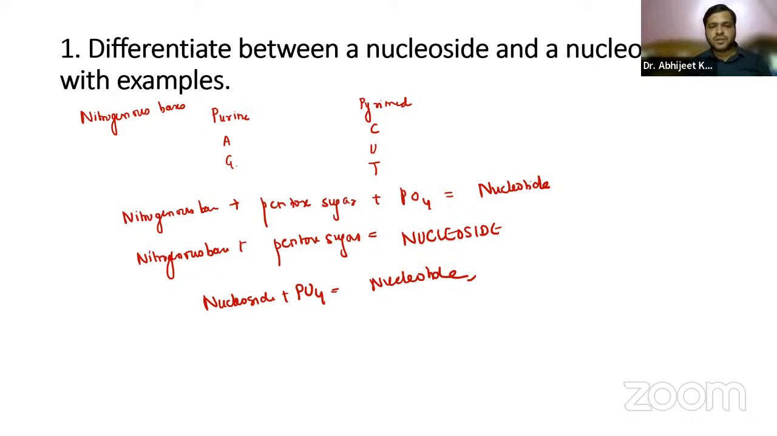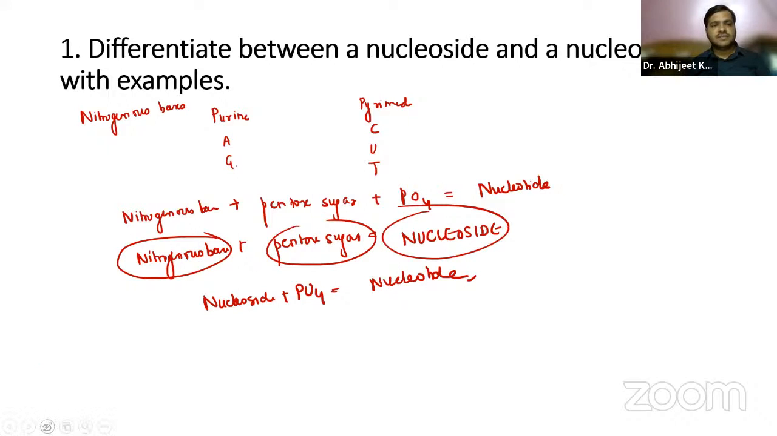Now, examples of nucleoside, guys. Nitrogenous base plus pentose sugar is called a nucleoside. Let us take some examples over here.